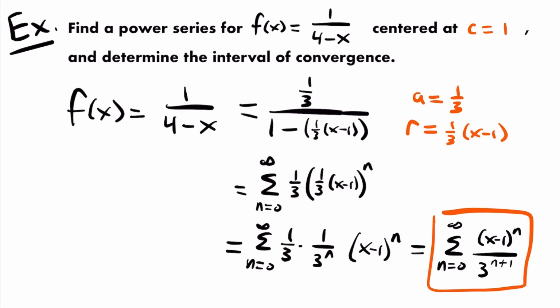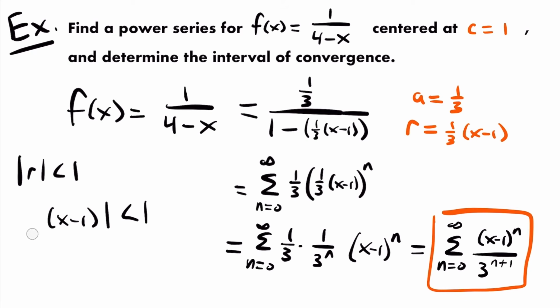And so remember, r is equal to 1/3 times x minus 1, and the absolute value of r needs to be less than 1 for the power series to converge. So if we look at the absolute value of r less than 1, we will have the absolute value of 1/3 times x minus 1 less than 1. And this 1/3 will not be affected by the absolute value bars since it's already positive.